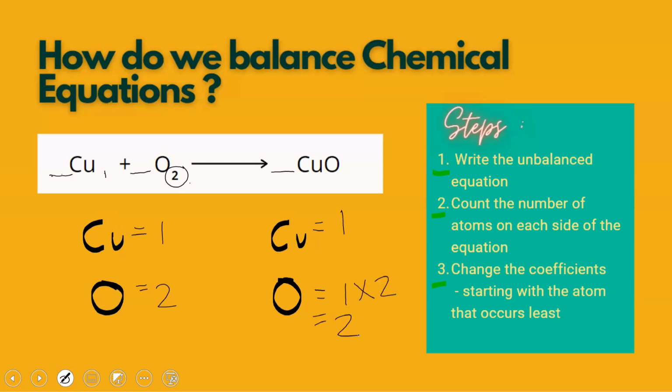By adding the number 2 coefficient in front of the product copper oxide, we have to multiply both of the atoms in that molecule. Therefore, we also now have 2 copper atoms on the right side of the equation. To balance this change, we must multiply the copper atom on the left side of the equation by 2. And now the equation is balanced.